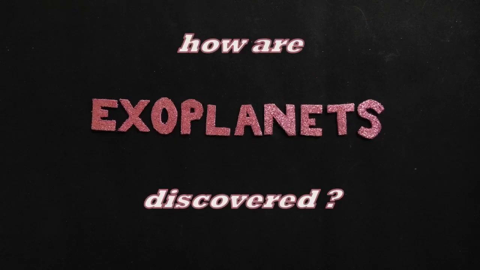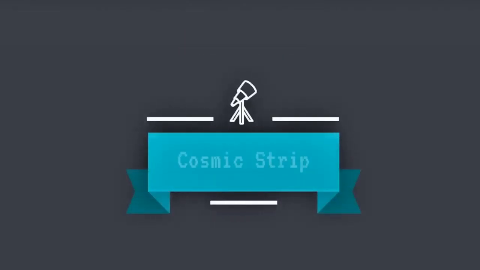Planets which revolve around our star, the Sun, are known as planets, but planets which revolve around other stars are known as exoplanets. We can also say exoplanets are the planets outside the solar system. In this video, you will get to know how these tiny little exoplanets, which are by the way very far away from us, are discovered.